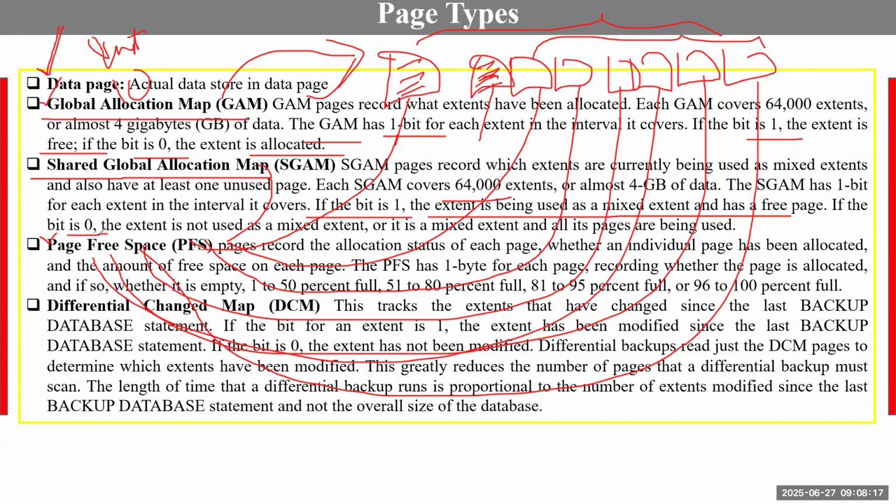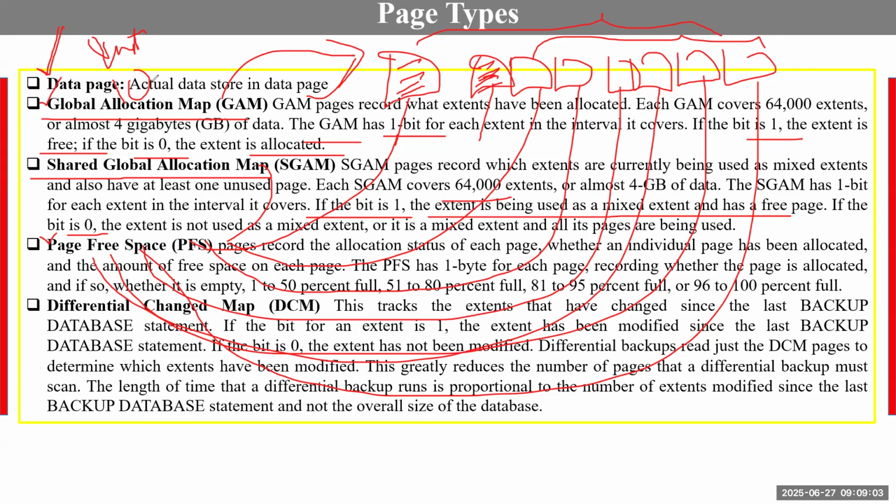Don't read all of what I mentioned in the presentation. Very simple. The database holds actual data. PFS will track each database's free space information. The GAM page will allocate the extents, and each GAM page covers 4 GB, which holds 64,000 extents creation information. If the bit is 1, the extent is free. If the bit is 0, the extent is allocated. SGAM also holds 64,000 extents free space information. If the bit is 1, the extent is used and having some free space. If the bit is 0, the extent is completely filled with data.